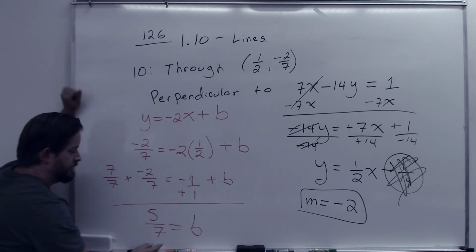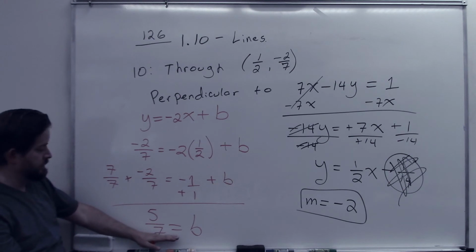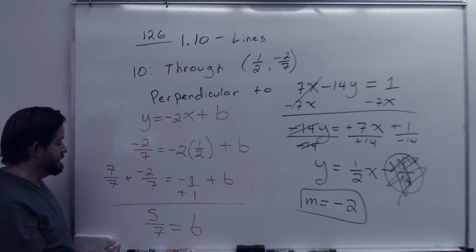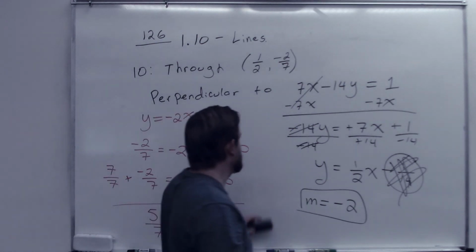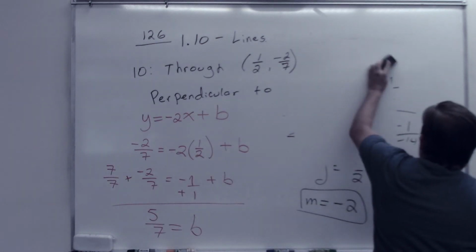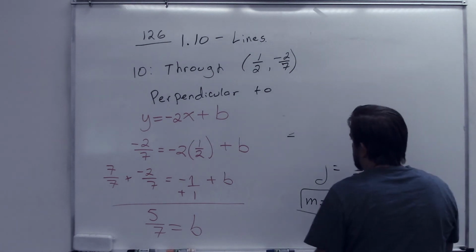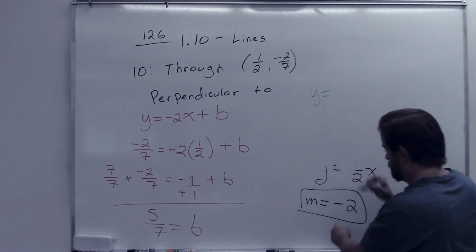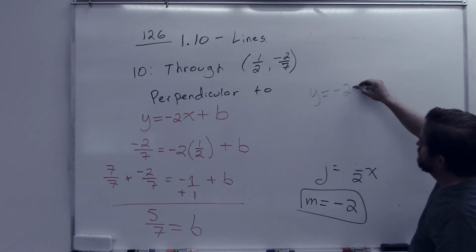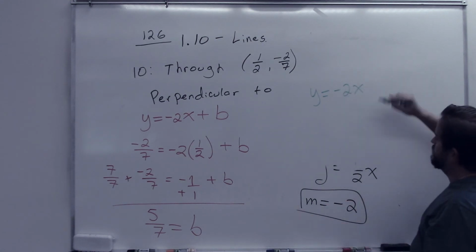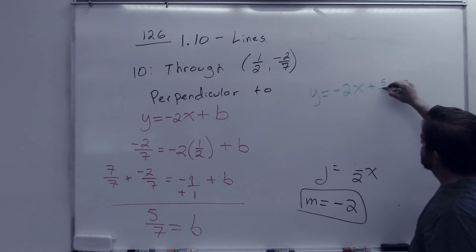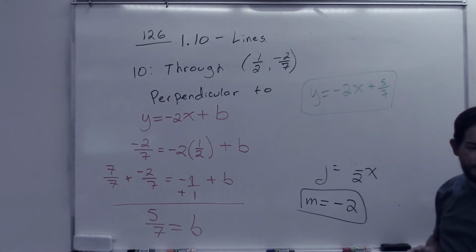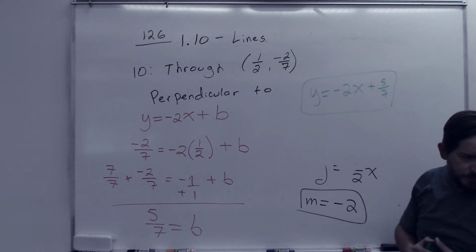And that's my b. Is that too low? Hopefully you can see that. It looks like I'm at the edge of my screen here. But that's it. Then the equation is y equals m, which was negative 2, x plus b, which is positive 5/7, so plus 5/7, and that's our solution. Okay, good.